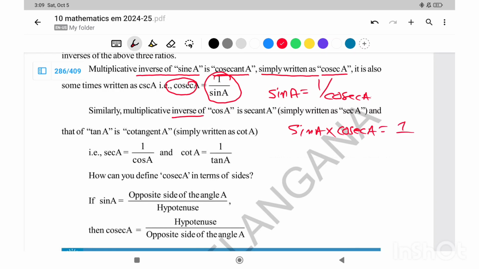Similarly, the inverse of cos A is secant A, simply written as sec A. Also the inverse of tan A is written as cot A. Sec A is equal to 1 by cos A. Cot A is equal to 1 by tan A.